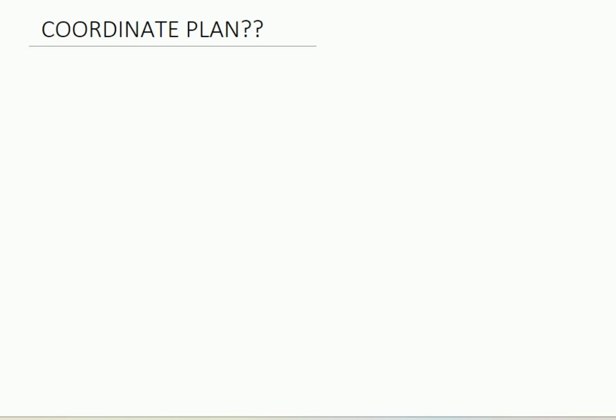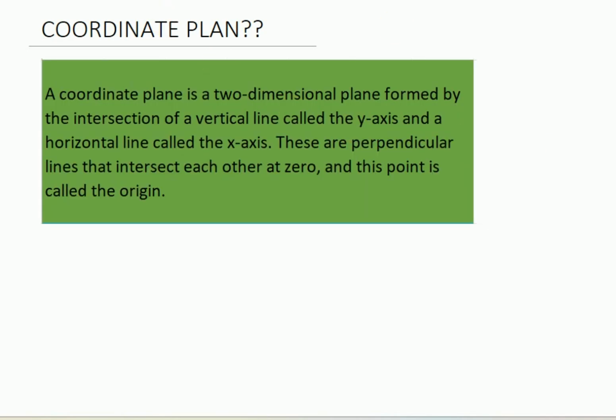A coordinate plane is a two-dimensional plane formed by the intersection of a vertical line called the y-axis and a horizontal line called the x-axis. These are perpendicular lines that intersect each other at 0, and this point is called the origin.